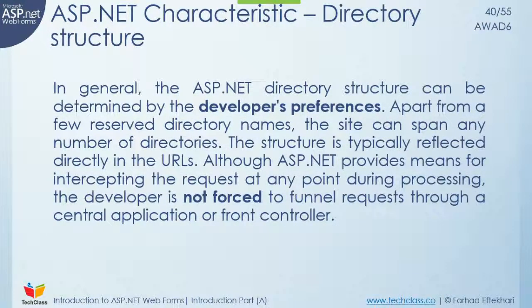And also we have directory structure. In general, the ASP.NET directory structure can be determined by the developer's preference. Apart from a few reserved directory names, the site can span any number of directories. The structure is typically reflected directly in the URLs, although ASP.NET provides means for intercepting the request at any point during processing. The developer is not forced to funnel requests through a central application or front controller. So you can create as many directories as you want, and there are some directory names reserved for ASP.NET that later you will get familiar with.